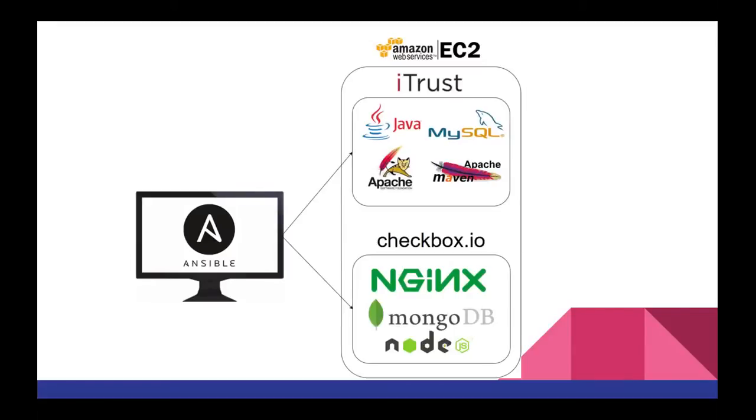We created Ansible scripts to install dependencies like Nginx, Node, and MongoDB for Checkbox.io. Similarly, we wrote Ansible scripts to install dependencies like Java, Maven, and MySQL for iTrust.